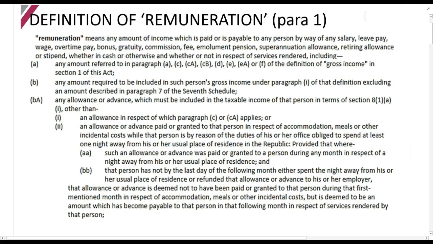So remuneration is, in simple terms, the amounts that you receive from your employer. That's the most common one. So your salary, overtime, wages, bonuses, travel allowances, fringe benefits, severance benefits, those type of things are all considered to be remuneration. But let's go through the definition and make sure.